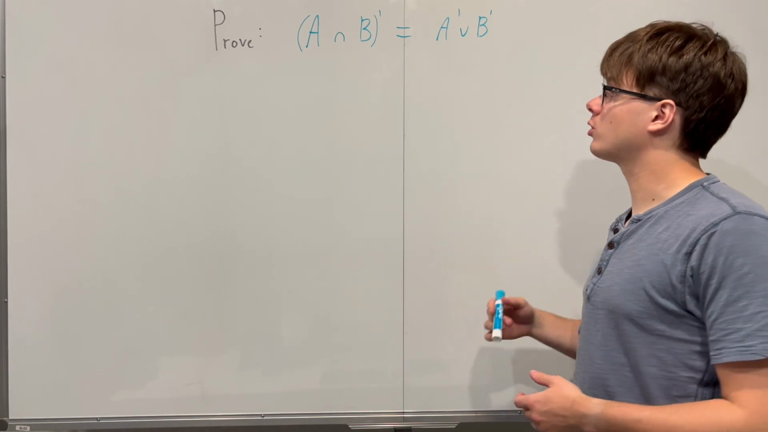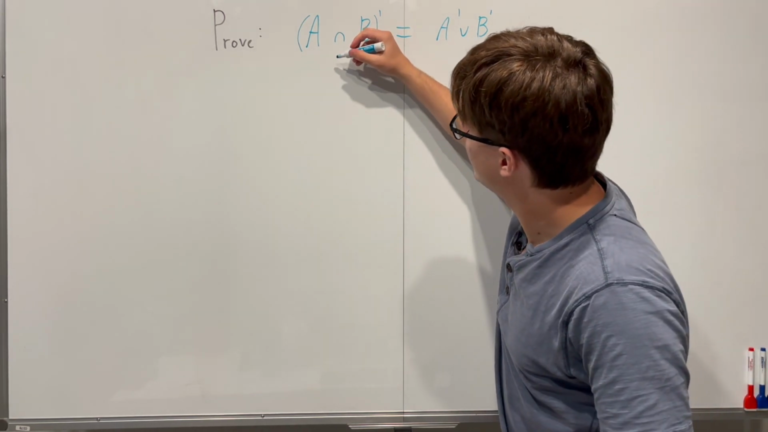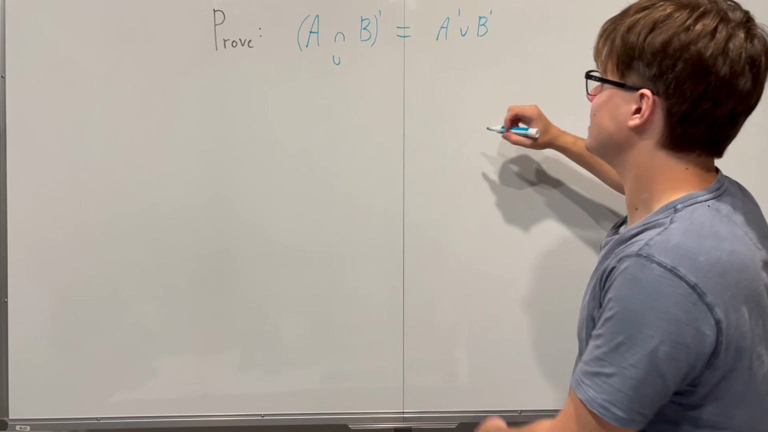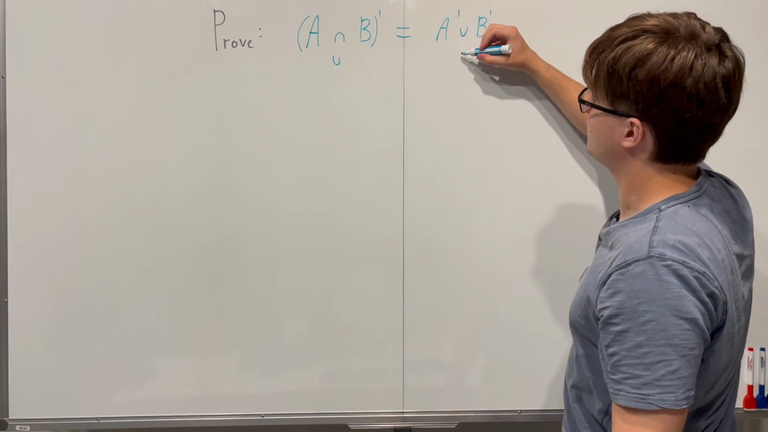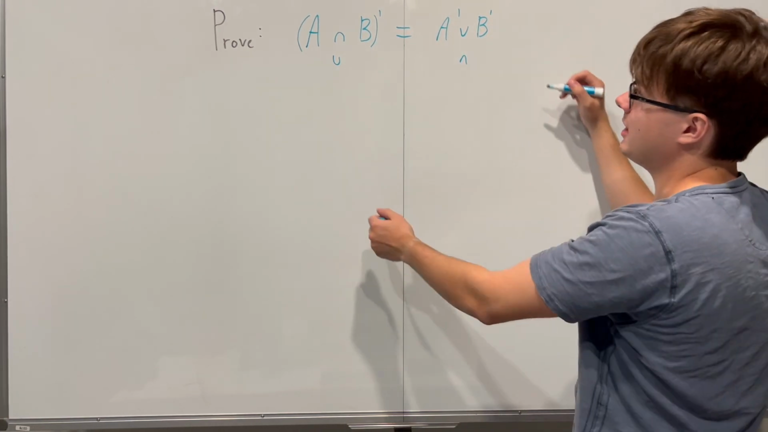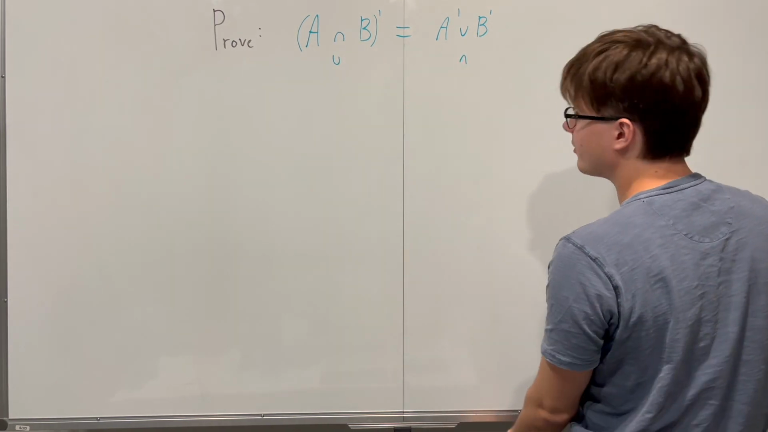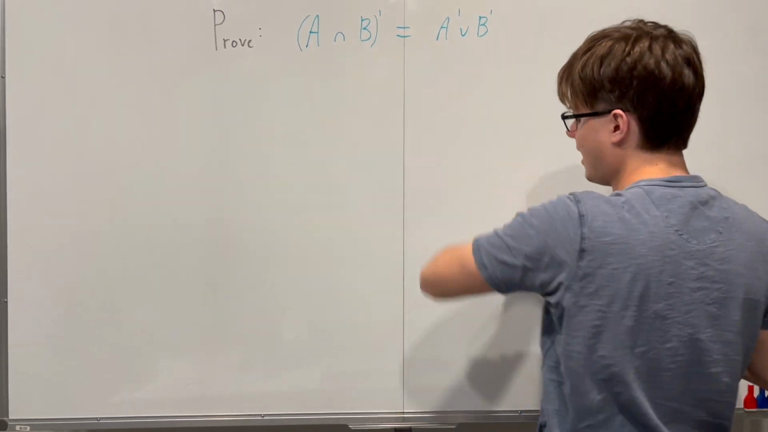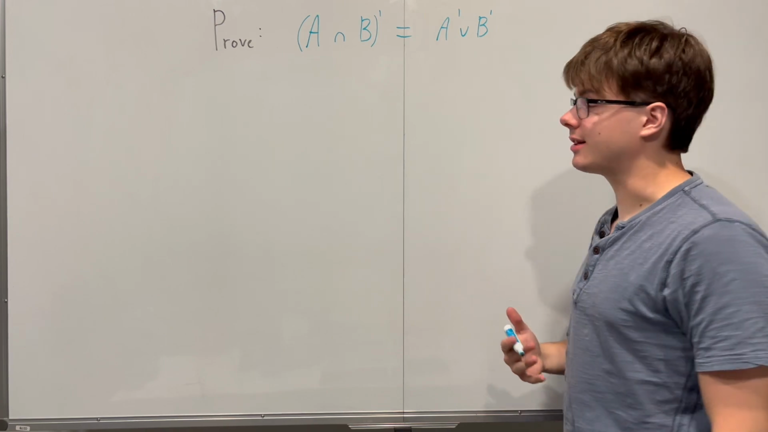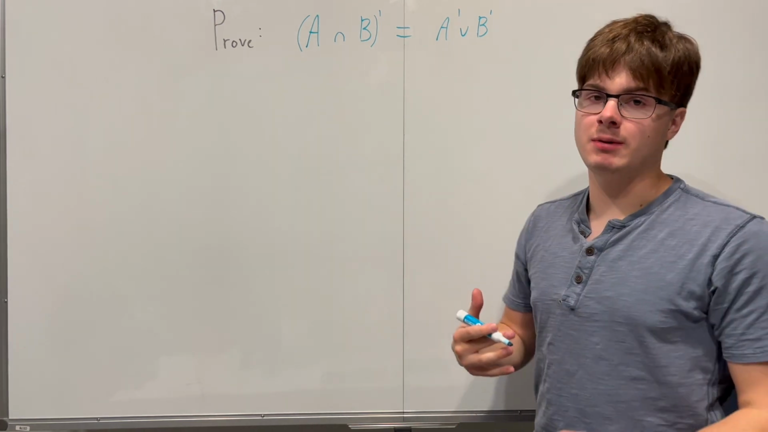We've already had a look at DeMorgan's first law, which was showing that the complement of A union B is equal to the complement of A intersect with the complement of B. But this time, as you could see, we have flipped the signs on both sides, and this is actually what DeMorgan's second law is. So let's go ahead and prove that this is going to be true.